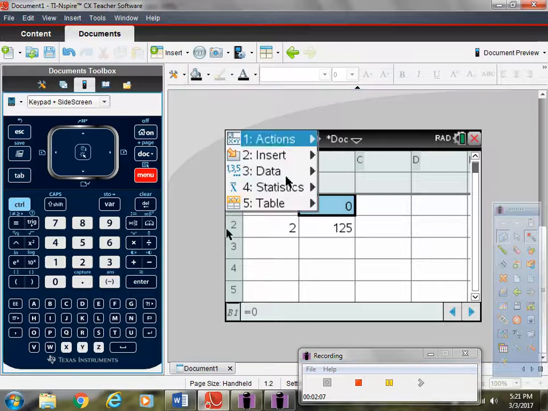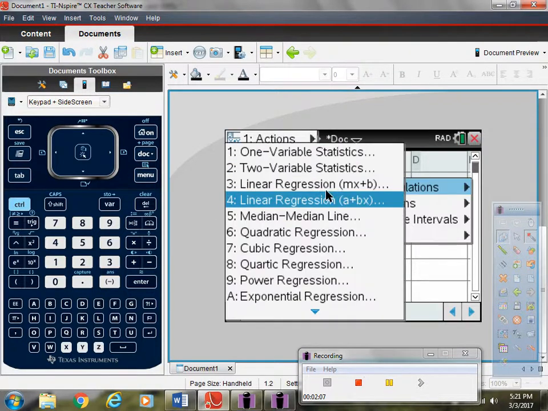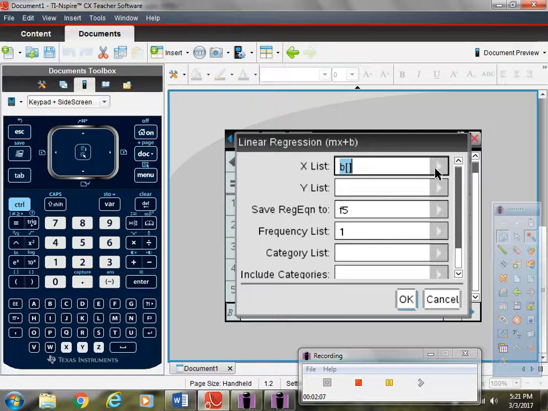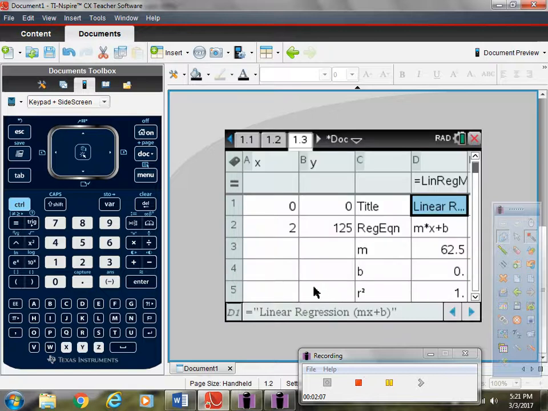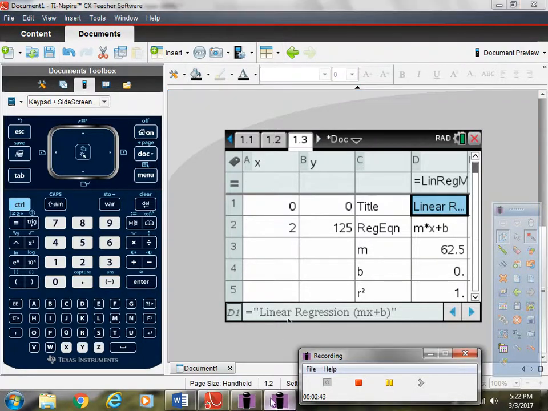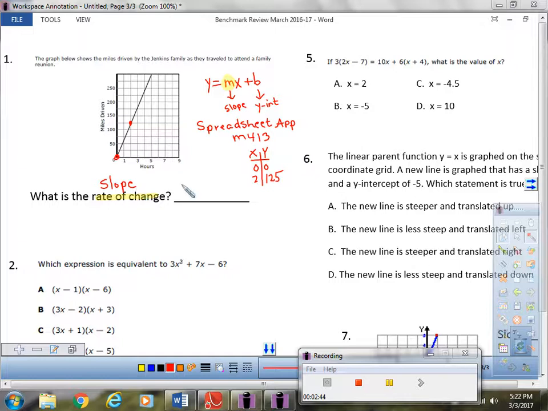So now I just do a menu 4, 1, 3. And I just click where I typed my x numbers, and then where I typed my y numbers, and I hit OK. And as you notice, the m is 62.5 and the b is 0. So if we go back to the question, they wanted the m. The m was 62.5, and that would be the answer for the rate of change. So in other words, the slope of this line is 62.5.